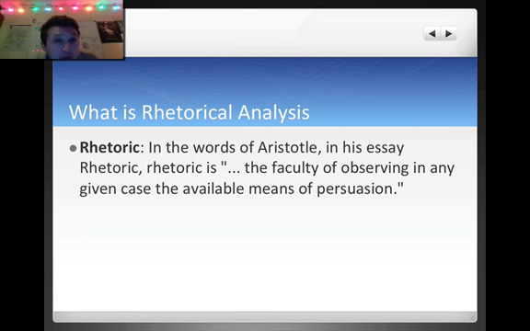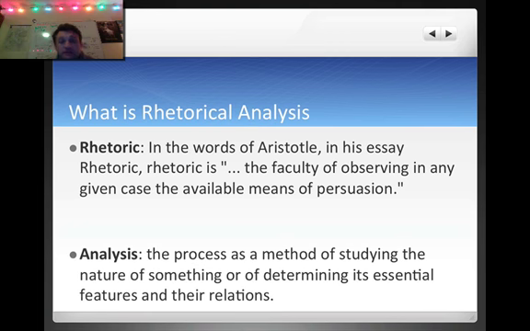Now, the next thing we want to understand, when we're analyzing rhetoric, is what exactly we are doing and what we are looking at. This definition describes analysis as a method of studying the nature of something, or of determining its essential features and their relations. Looking at that first part, studying the nature of something, the nature of any rhetorical text is that an author has a purpose, and that's going to be the centerpiece of our rhetorical analysis. What's our author's purpose? What is our author trying to convince the audience of?